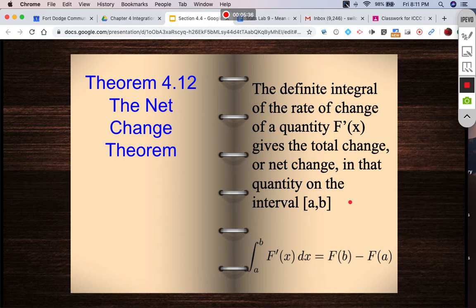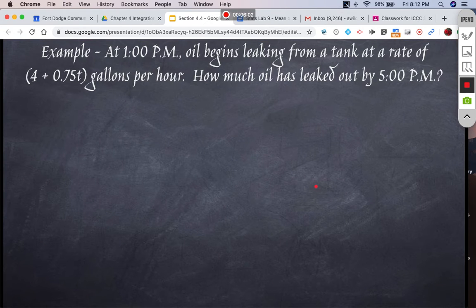Another one of these lovely theorems. This is a use of integration. If I want to find the overall net change, we'll see this in action. We'll do an example with this to maybe make a little more sense of it. Do a couple of these.